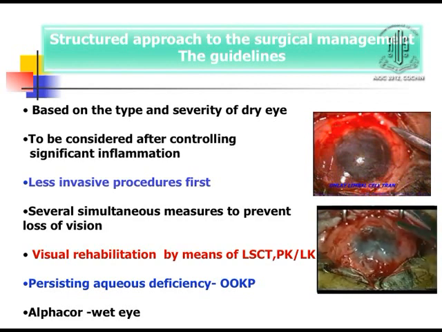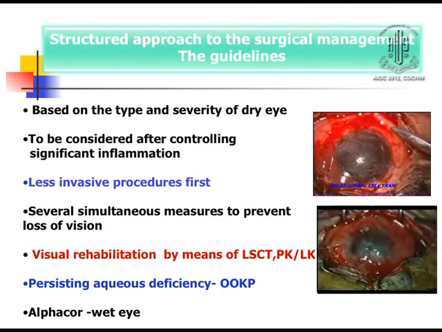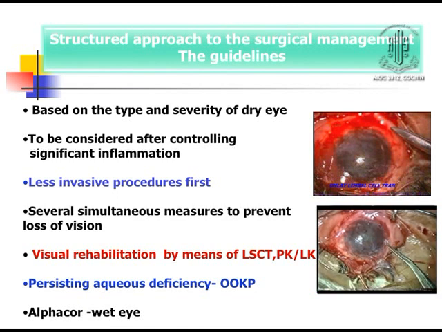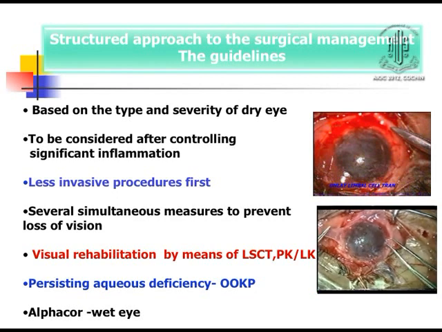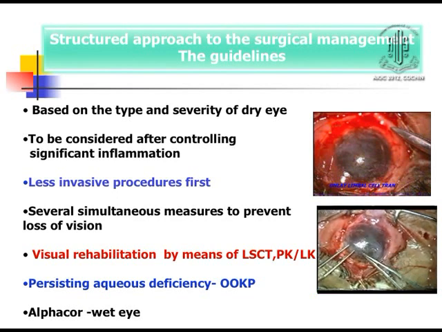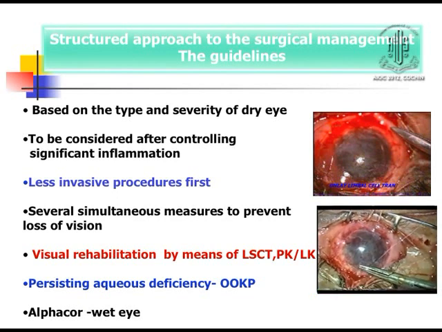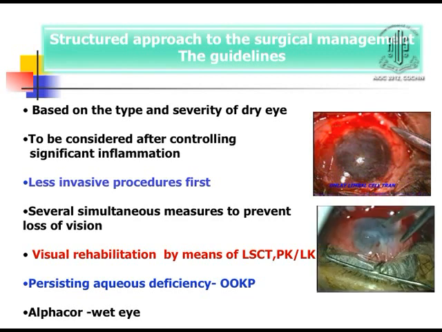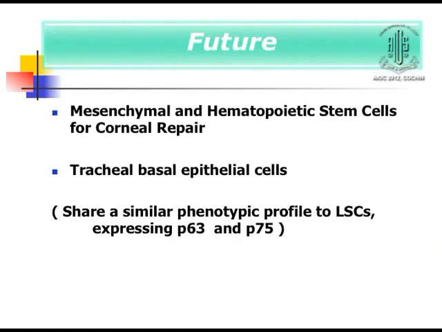Several measures can also be given simultaneously, like limbal stem cell transplant and keratoplasty can be done simultaneously. If there is a very severe dry eye with symblepharon and all, osteo-odonto-keratoprosthesis is indicated. If you have gone through the literature, alpha-Cur is a good tool, but it is not for dry eye because alpha-Cur acts only in a wet eye.